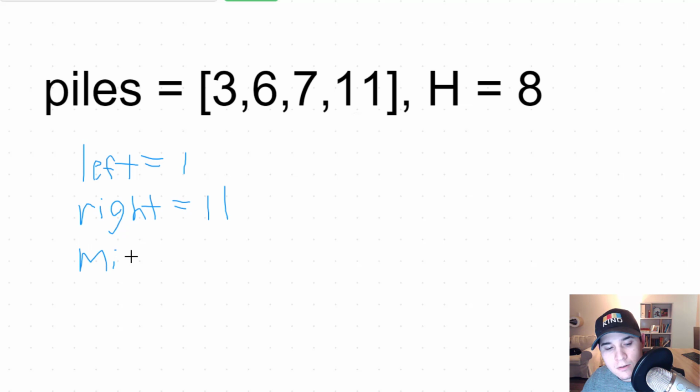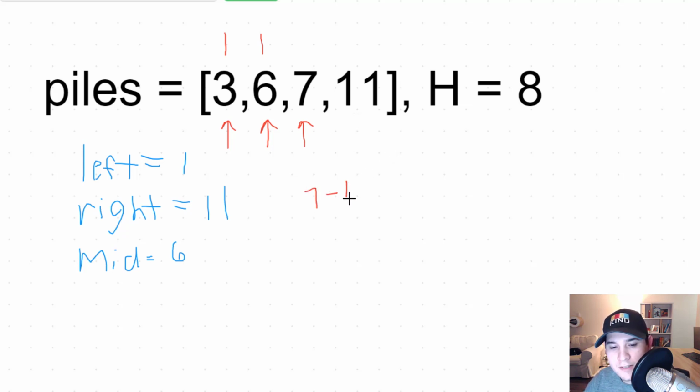If we said our mid is going to be left plus right divided by 2, like a normal binary search, right? That would be 6. So let's count how long it would take if Koko were to eat 6 bananas per hour. So we're going to start at 3, right? And since 6 is greater than 3, that's only going to take 1 hour, right? We're going to move to the next one. We have 6, and 6 is equal to 6, so it's only going to take her 1 hour to eat that whole pile. We're going to shift over again, but now we have 7 bananas in this pile, right?